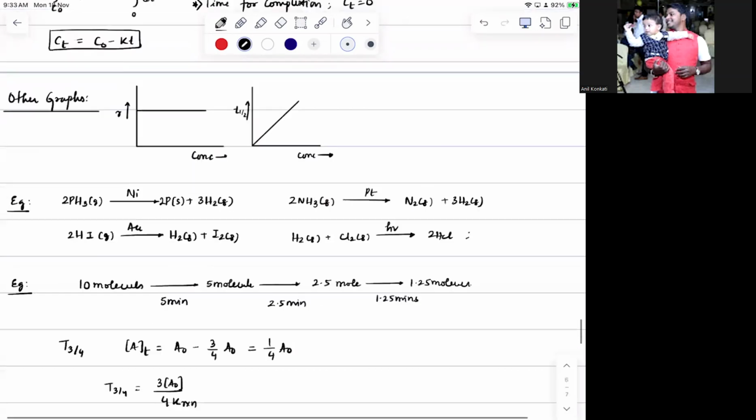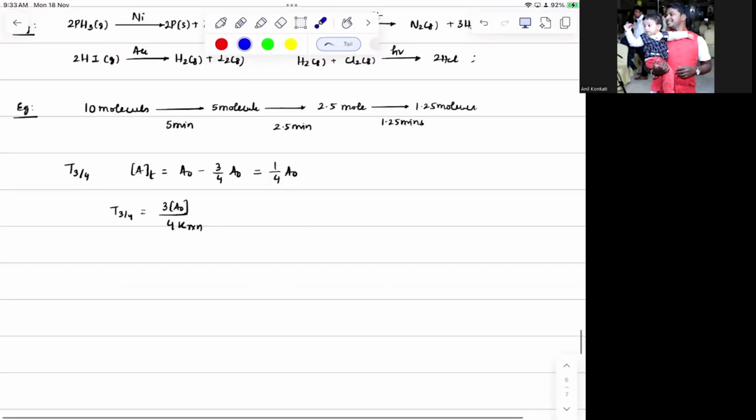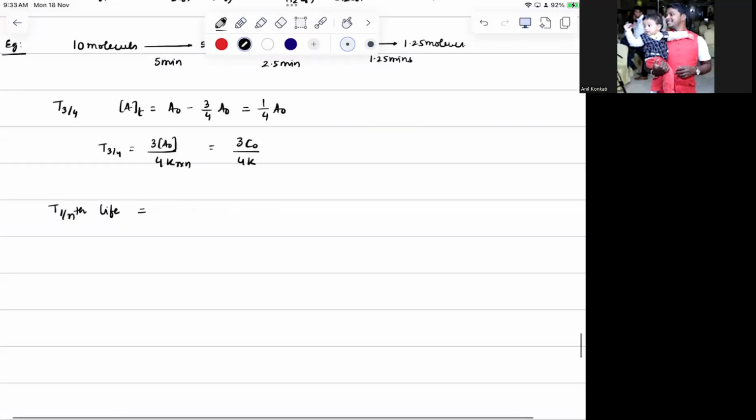Just like how we had T half is equal to C naught by 2K, now that will become 3 C naught by 4K. So suppose if it is 1 by nth life, then how do we write? Then we'll simply write 1 by n is equal to A naught by nK of the reaction. So it is the time taken for completion of 1 by n of the product.